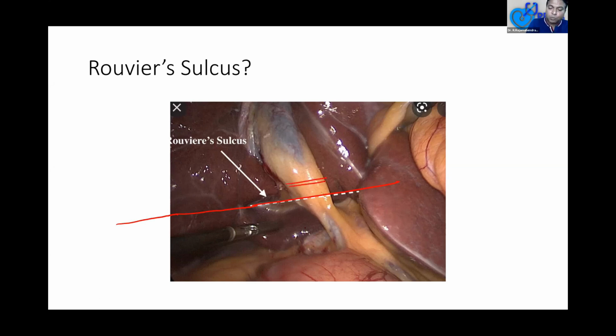If I go below this point, I am dealing with the common hepatic duct, and this Rouviere's sulcus is always, in 90%, you can see a Rouviere's sulcus during surgery. The Rouviere's sulcus contains the right side portal triad, which means it contains the right side hepatic duct, right side portal vein, even the right side hepatic artery. Right side important structures will be passing in this Rouviere's sulcus. So our dissection, everything should be above this Rouviere's sulcus.